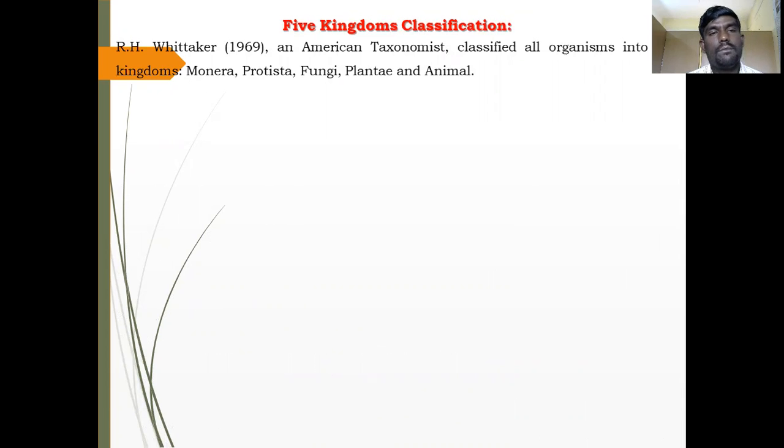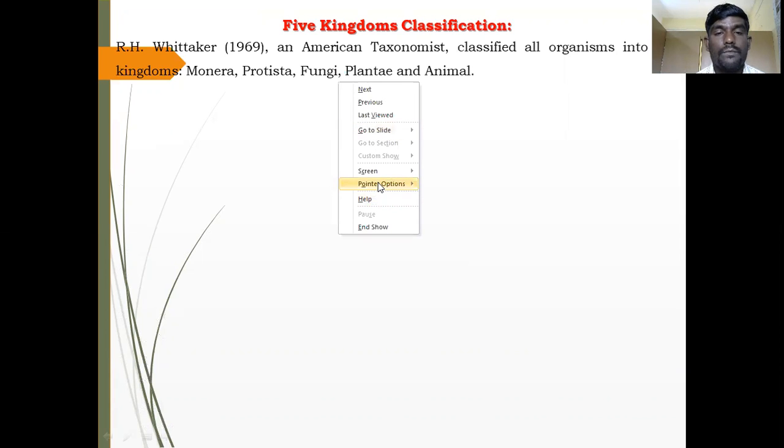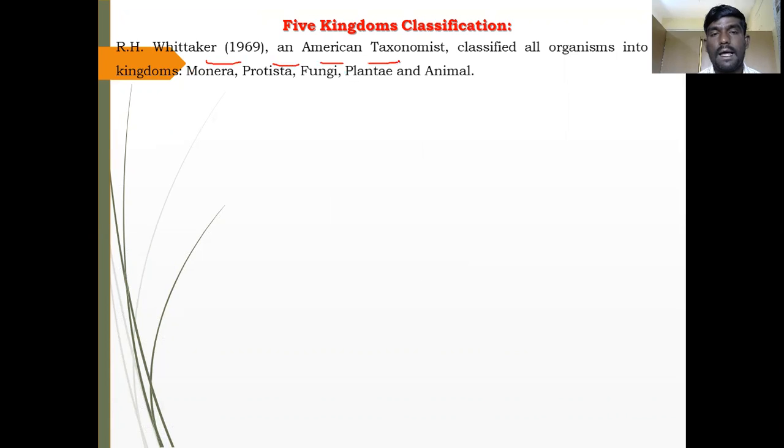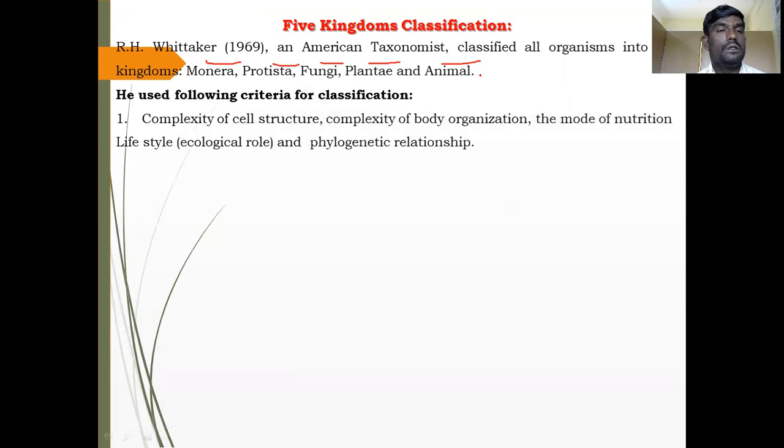This system was described by the taxonomist R.H. Whittaker in 1969. He is an American taxonomist who classified all the organisms into five kingdoms. For example, kingdom Monera, kingdom Protista, kingdom Fungi, kingdom Plantae, and kingdom Animalia. These five kingdoms were described by R.H. Whittaker. He used the following criteria for the classification.